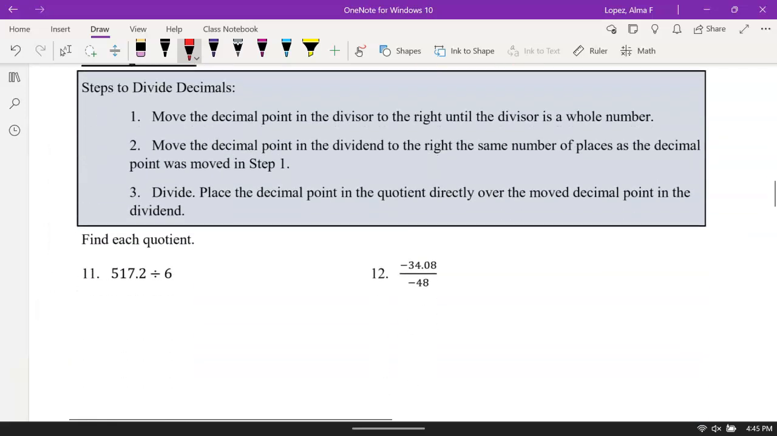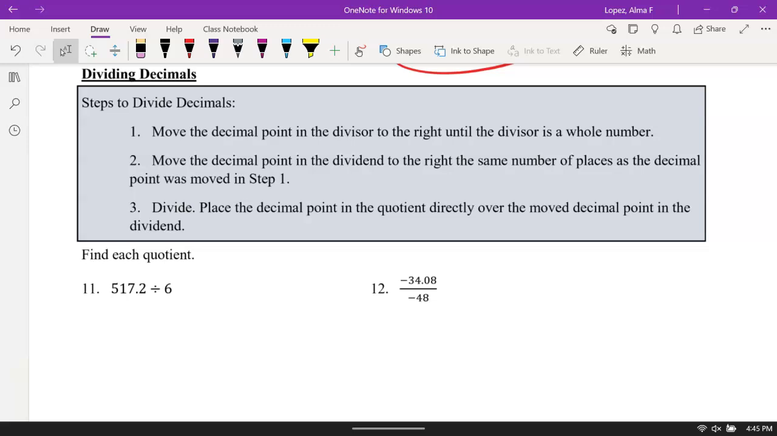All right. Before we divide decimals, well, we can do a couple here. We're going to talk about dividing decimals. We're going to move the decimal point in the divisor to the right until the divisor is a whole number. And actually, I think I'm going to save this for the next video. I'll see you then.